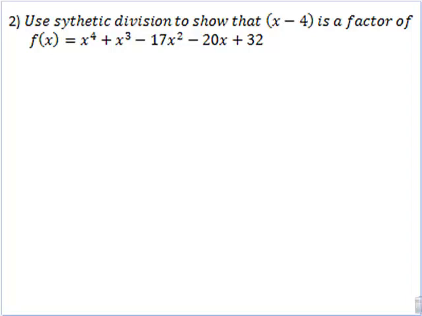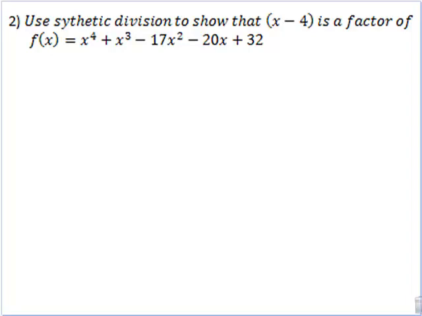So to show it's a factor, we need a 0 in the remainder. So these all will be factors when I say show it's a factor. If you don't get a 0, you made some sort of error somewhere. So we're going to set up synthetic division here.